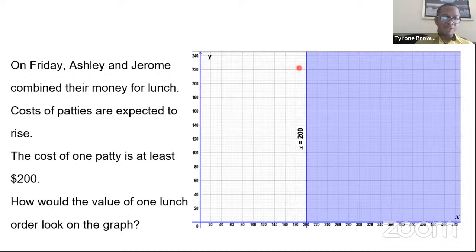Some persons would also have said that, as opposed to the last one, where we shaded this portion of the graph to represent less than 200, we are shading on the other side of the x equals 200 line to represent x greater than or equal to 200.